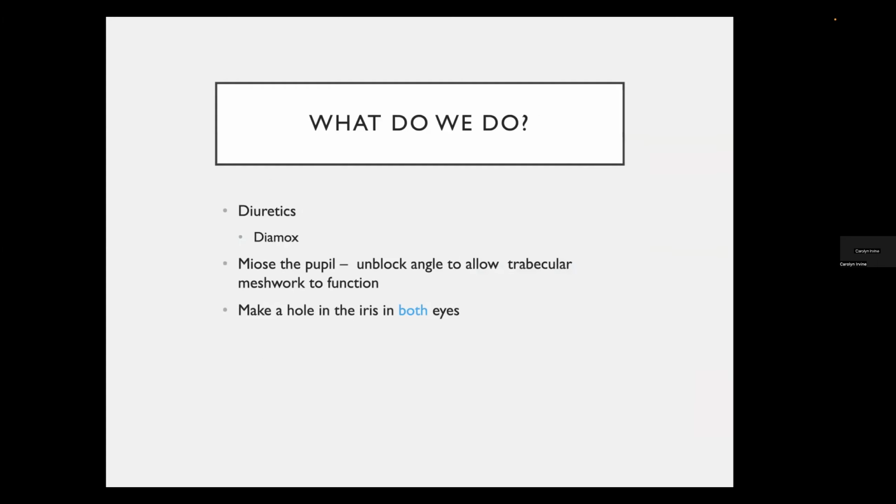Okay, so what do we do? Well, we try and lower the pressure by getting rid of the fluid, and we do that by using diuretics, most commonly Diamox, and we give that IV. It's an old-fashioned sulfonamide antibiotic, but it has a really good diuretic effect. And to a certain extent, we do that in A&E.